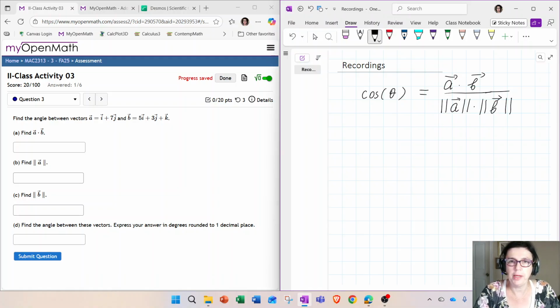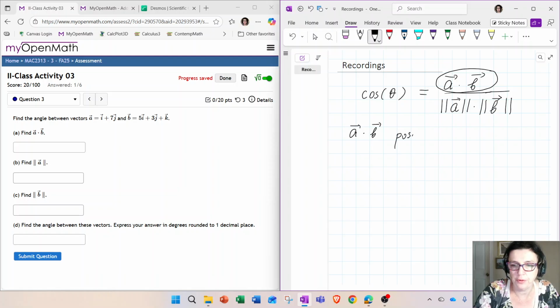So if we get a positive number, remember cosine of an angle in the first quadrant is positive, right? So we will know, because everything depends really on what's in the numerator, because the bottom is just two positive numbers multiplied, so that's not going to change the answer. So if the dot product, A dot B, is positive, that means the angle between them is between 0 and 90 degrees, meaning acute. So angle theta is acute.